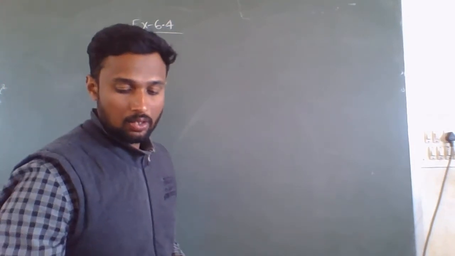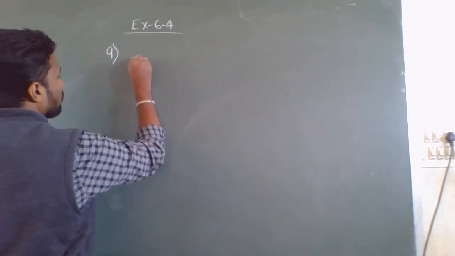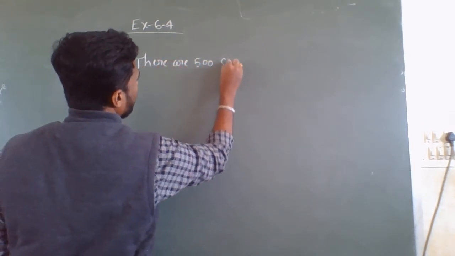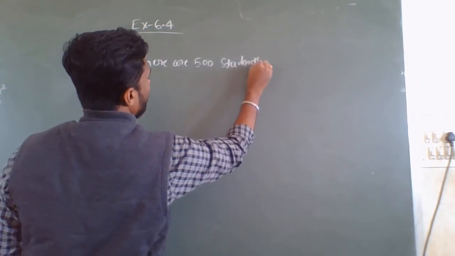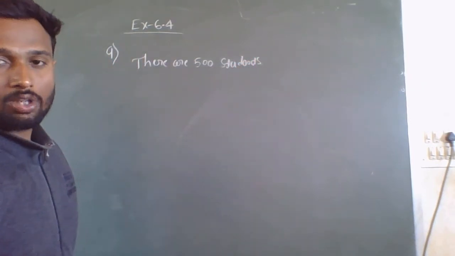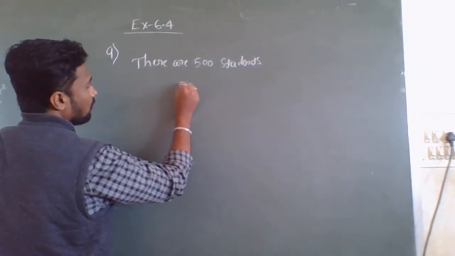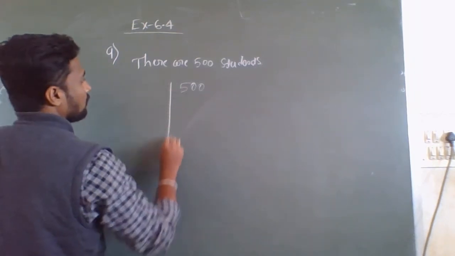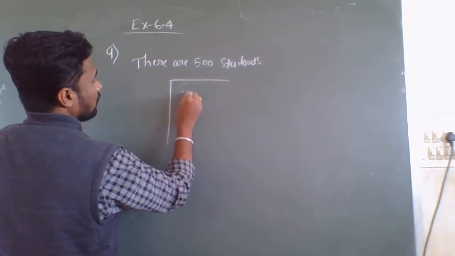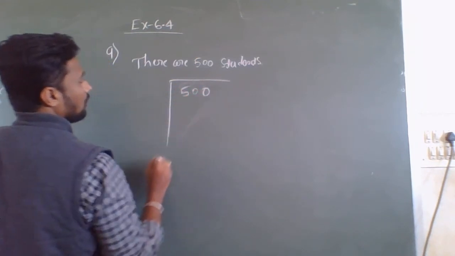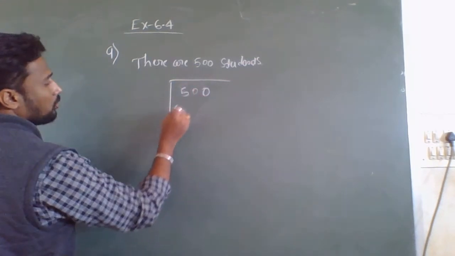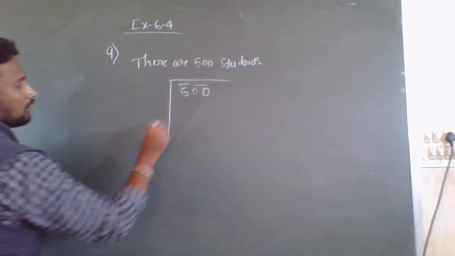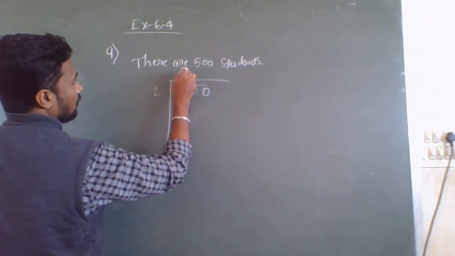So first I will write, there are 500 students. Again, here also we should get the number of rows equal to the number of columns. So first we will check whether this 500 is a perfect square or not. How to calculate? By using the division method, we will make groups of 2 digits. So 2 zeros first, and the remaining is 5. Next, here we have 5, means 2 to the 4.